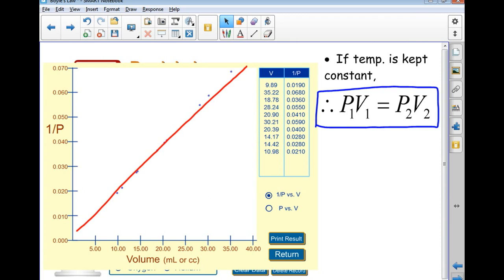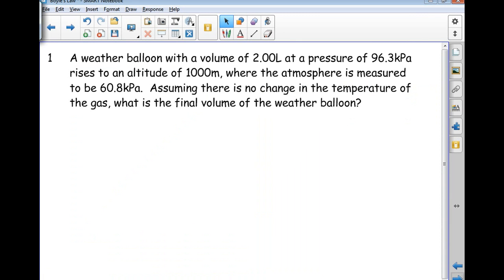So let's go through how we would use this in a mathematical equation. A weather balloon with a volume of 2 liters at a pressure of 96.3 kilopascals rises to an altitude of 1,000 meters, where the atmosphere is measured to be 60.8 kilopascals. Assuming there is no change in the temperature of the gas, what is the final volume of the weather balloon?